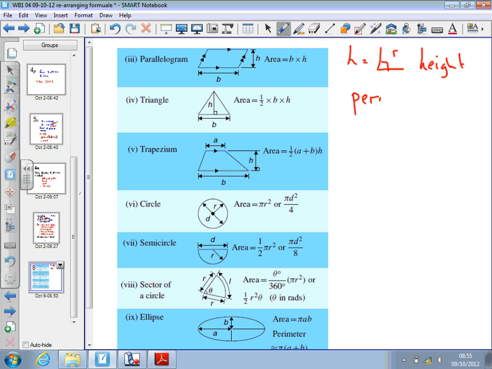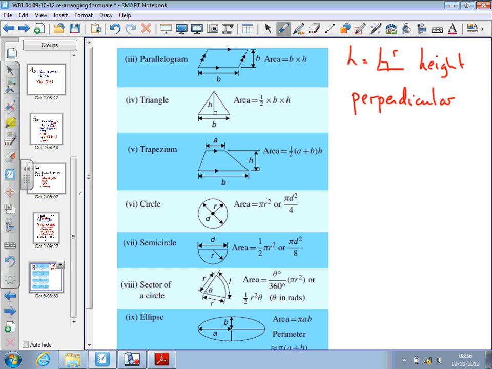Perpendicular. And that's sort of vertical to the horizontal. So, you know, if you use the plumb line in a building, what you're doing is finding the perpendicular height, the vertical height, at right angles to the base. So that's what this symbol means here. It's a little right angle with an R, perpendicular. So we're after the perpendicular height.